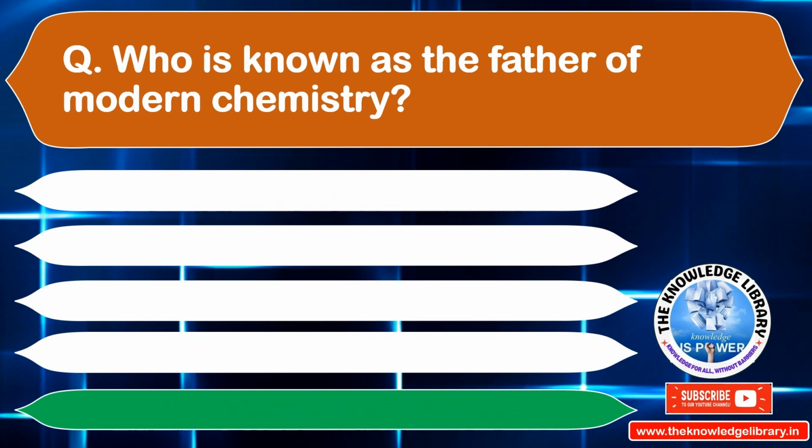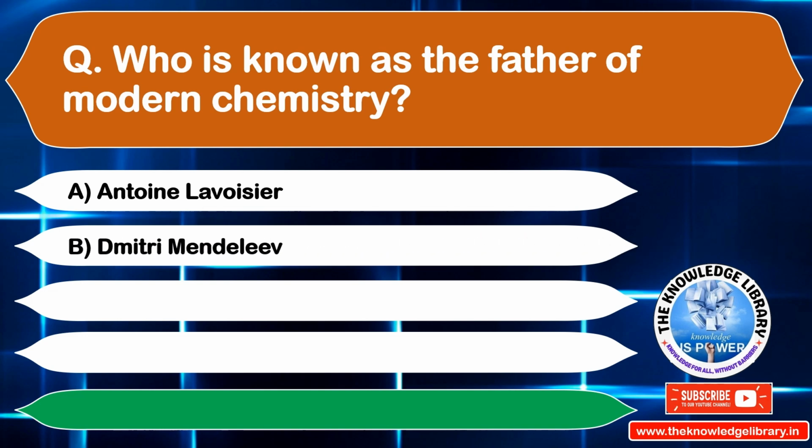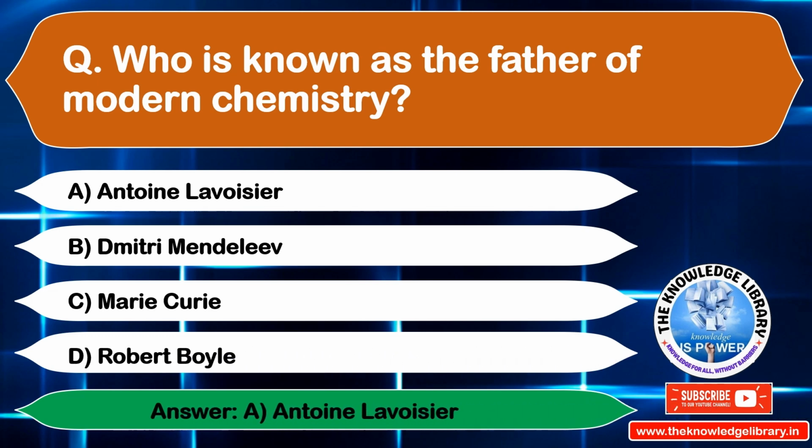Who is known as the father of modern chemistry? Option A. Antoine Lavoisier. Option B. Dmitri Mendeleev. Option C. Marie Curie. Option D. Robert Boyle. The correct answer is option A. Antoine Lavoisier. Moving to the next question.